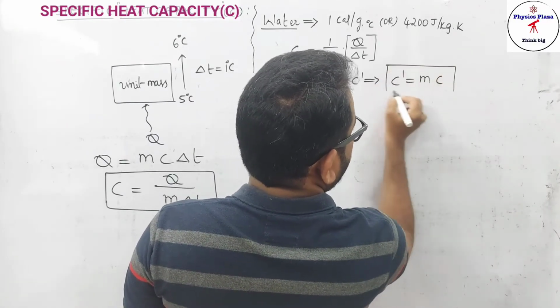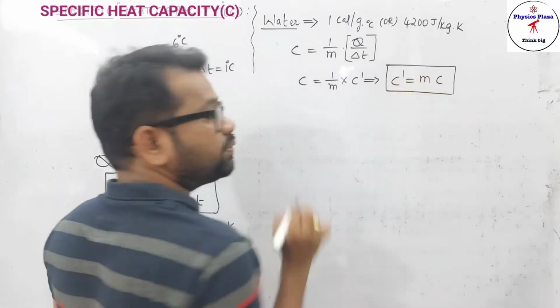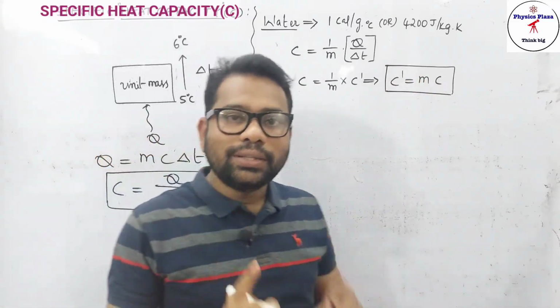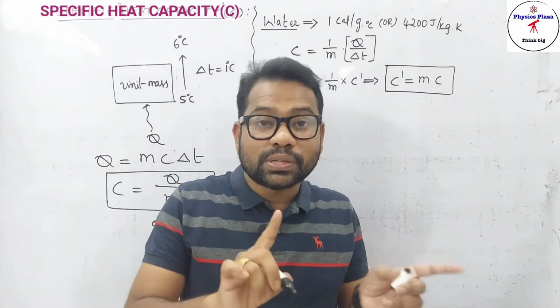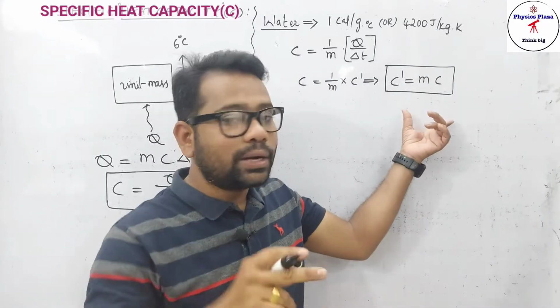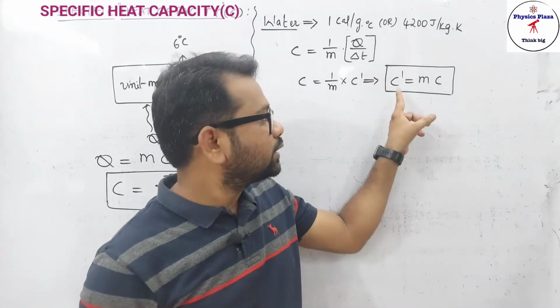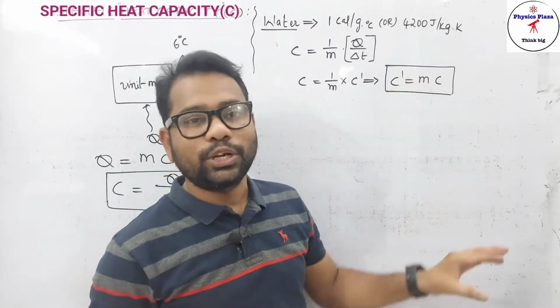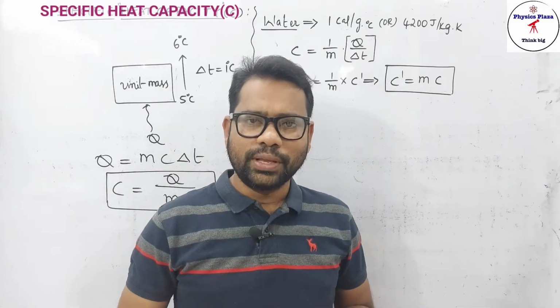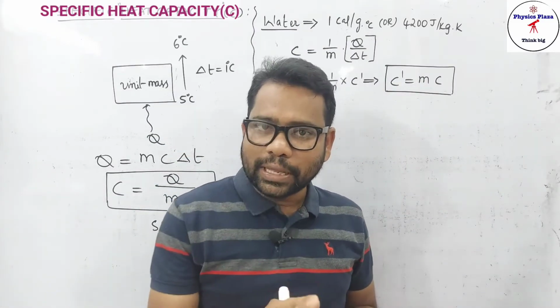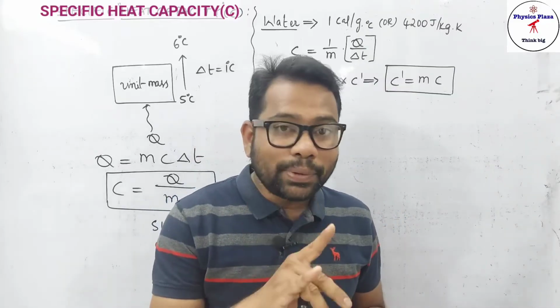Children, this is the relation between heat capacity and specific heat capacity. In the exam they will ask a question, write the relation between heat capacity and specific heat capacity. Children, you better write it in words. How should you write? Thermal capacity is equal to mass into specific heat capacity. As I told you, heat capacity, that is the thermal capacity, depends on mass, right?